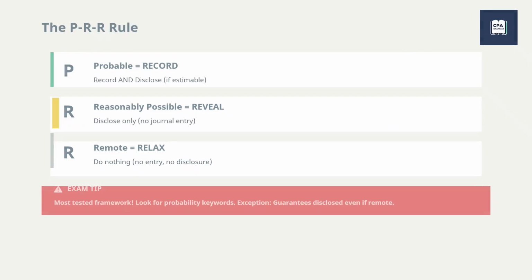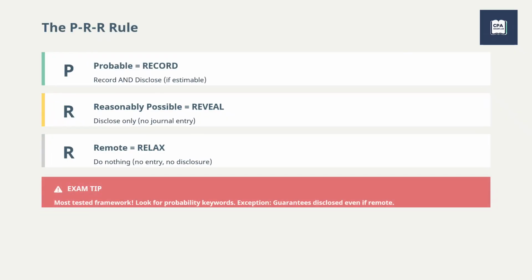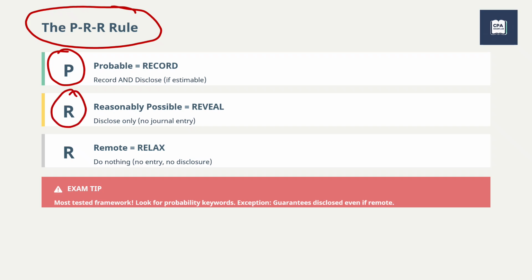Now let's talk about the most important framework in this entire topic, the PRR rule. This is the most tested concept for contingencies, so listen carefully. P stands for probable. If a loss is probable, you record it. That means you make a journal entry and you disclose it in the footnotes. The first R stands for reasonably possible. If a loss is reasonably possible, you reveal it. What does that mean? You disclose it, no journal entry.